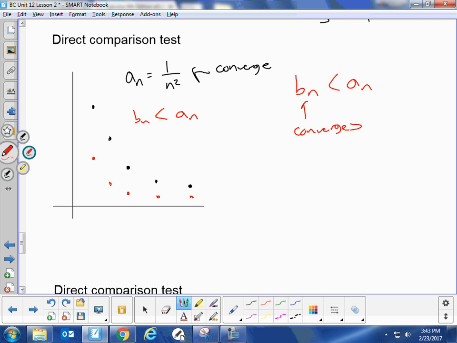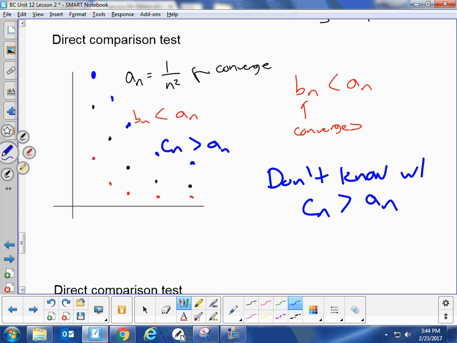But let's also bring in some other one, Cn, which is bigger than An. How much bigger? I don't know. In this situation, I know that An converges, but if I'm talking about values that are larger, I'm not sure how much larger. I'm not sure whether or not this Cn is going to converge or diverge. I just don't know. Okay, so if I start with a converging series, and I know that another series is less than that converging series, that smaller series is going to be convergent as well.